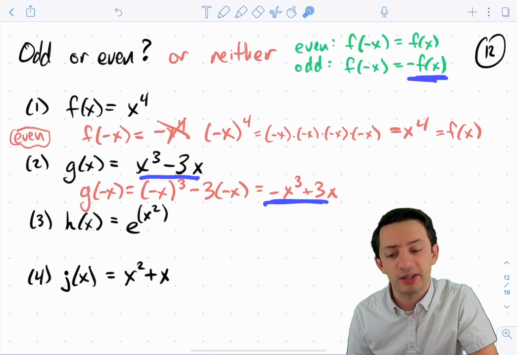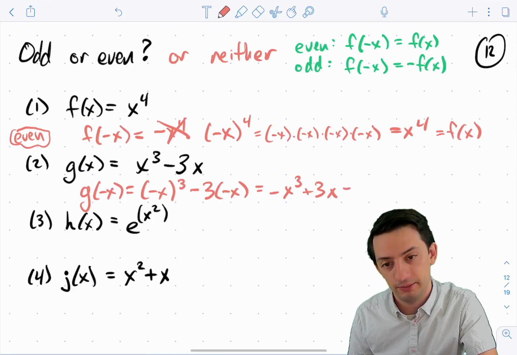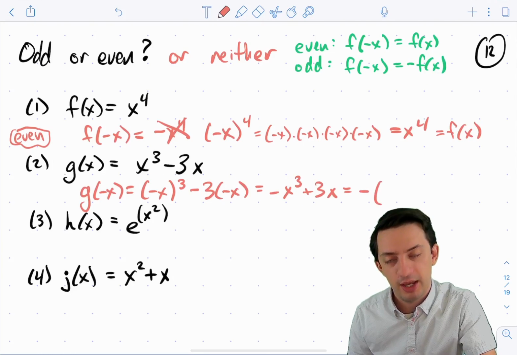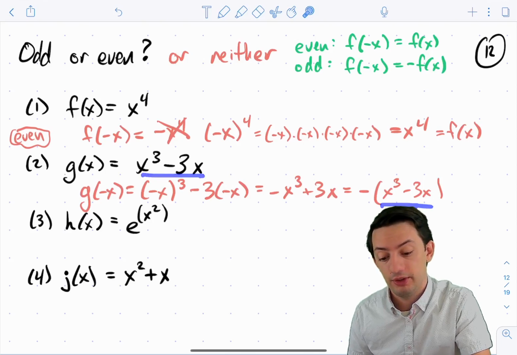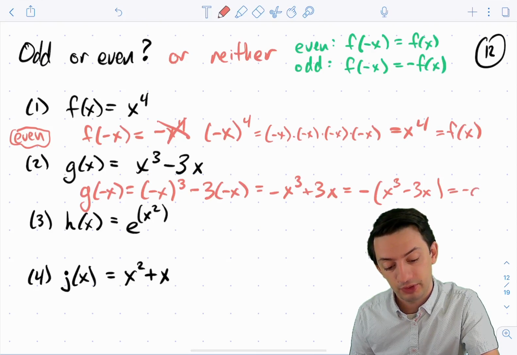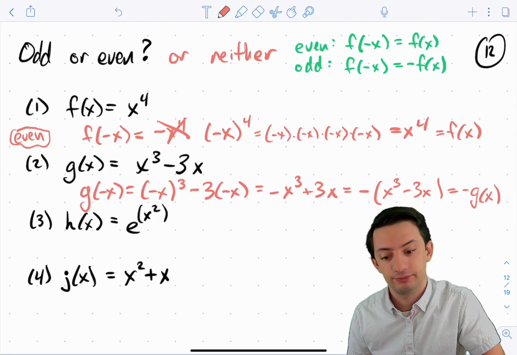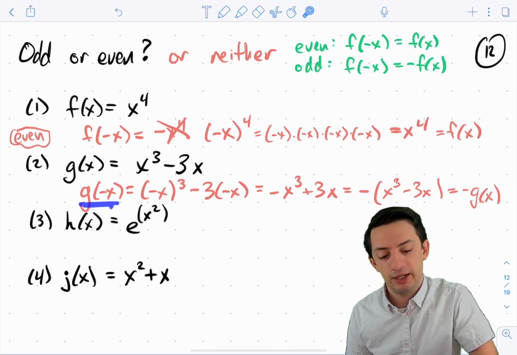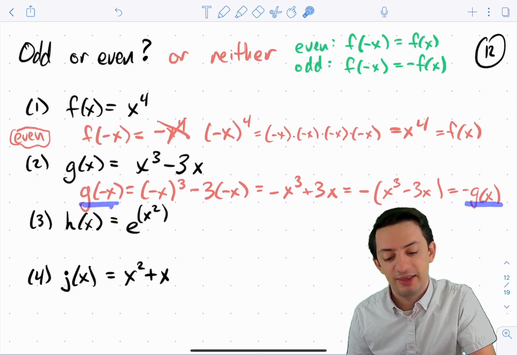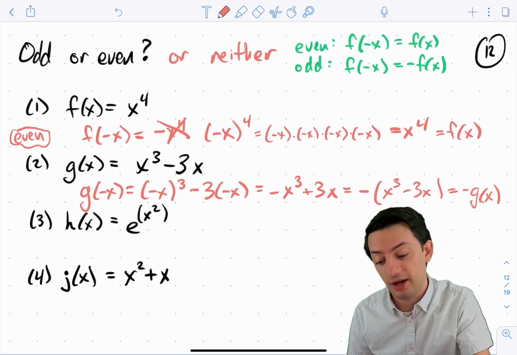It kind of looks like it is. So let's try to pull out a negative sign. Negative, and then what's left? An x cubed minus 3x. And hey, that's exactly what we started with. So this is negative g of x. So g of negative x equals negative g of x. That's the test for odd. So this is an odd function.